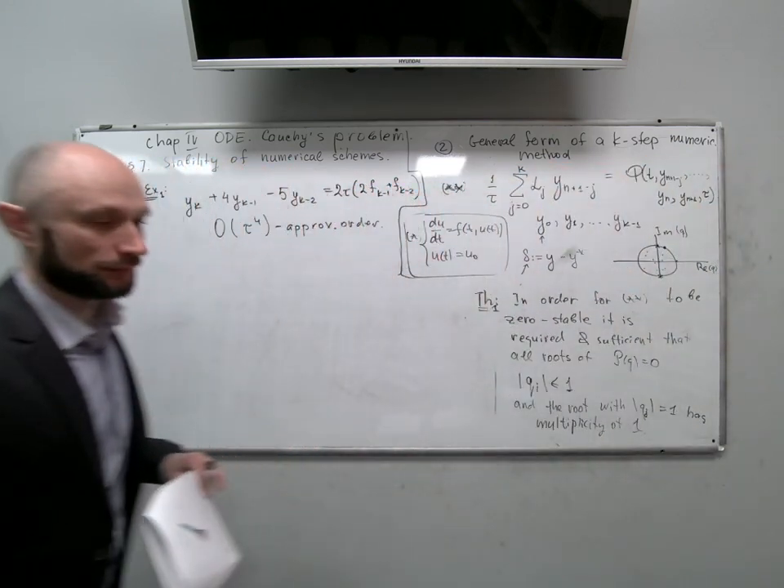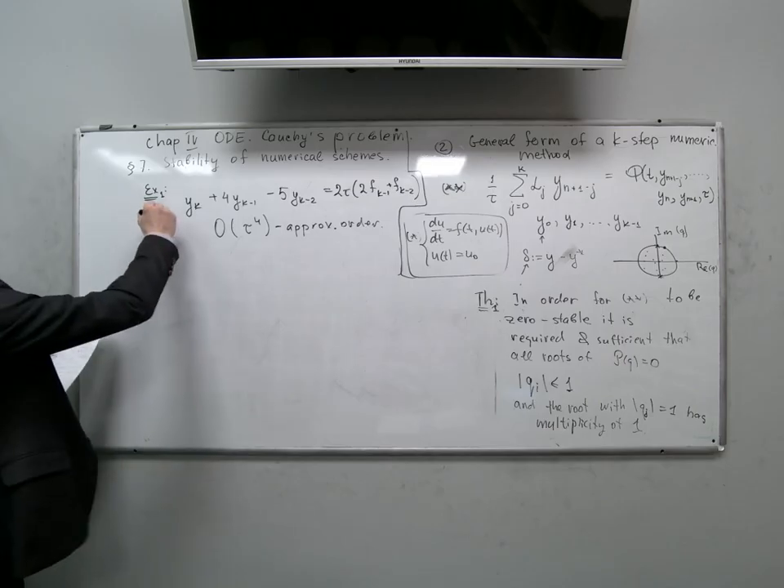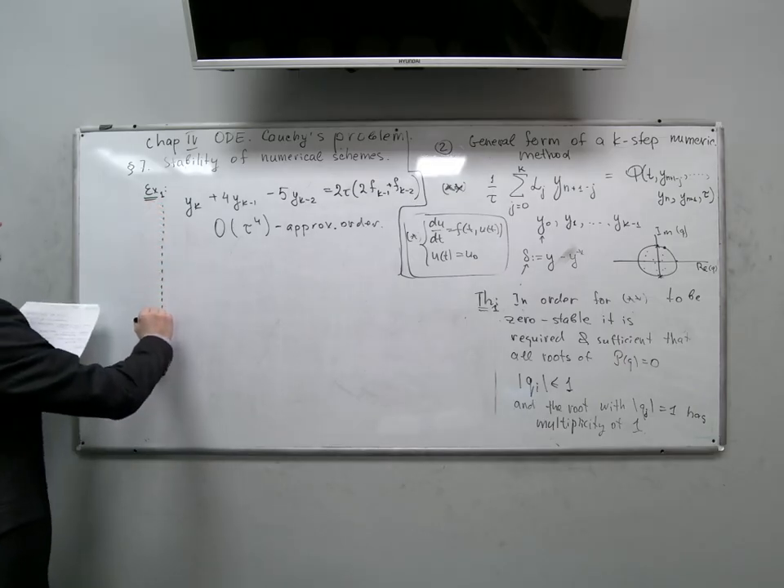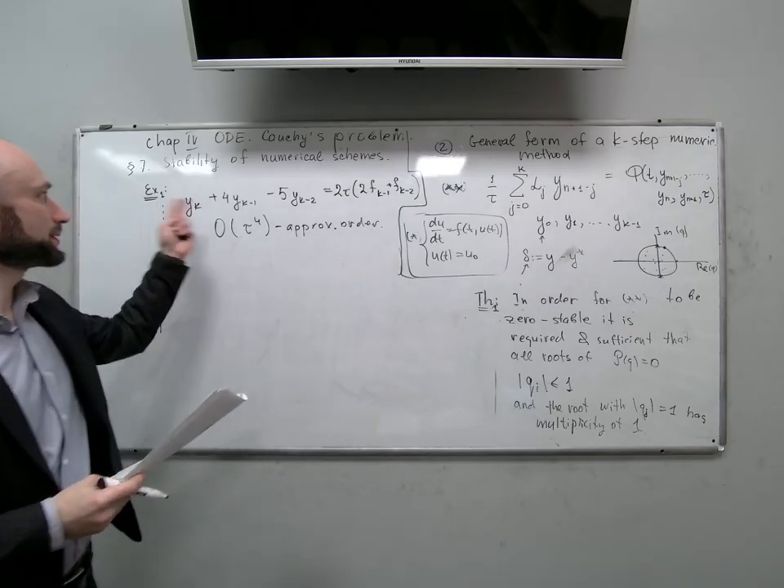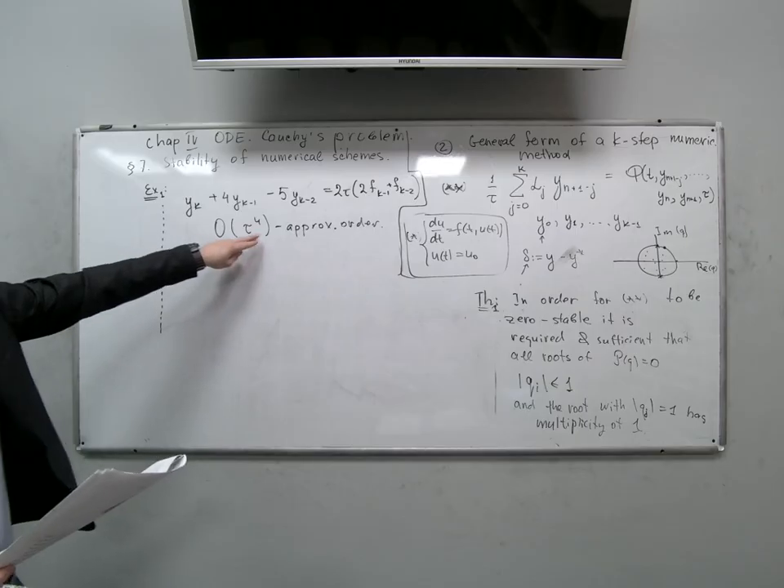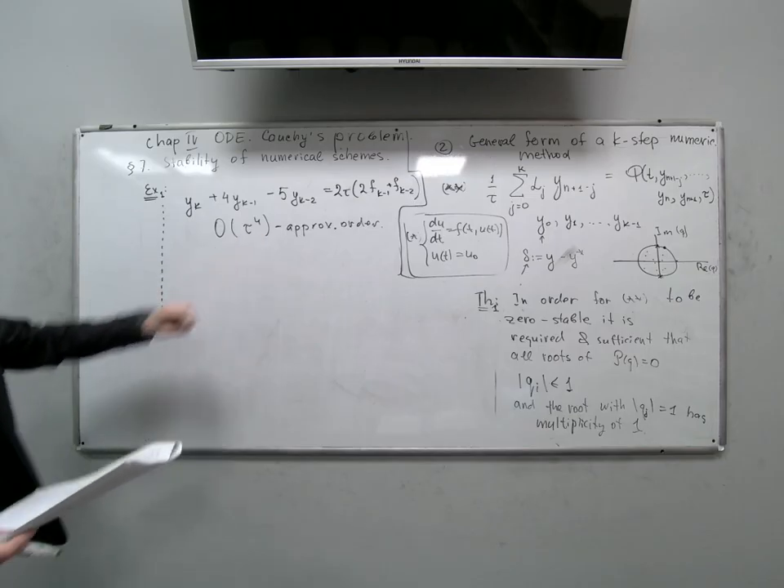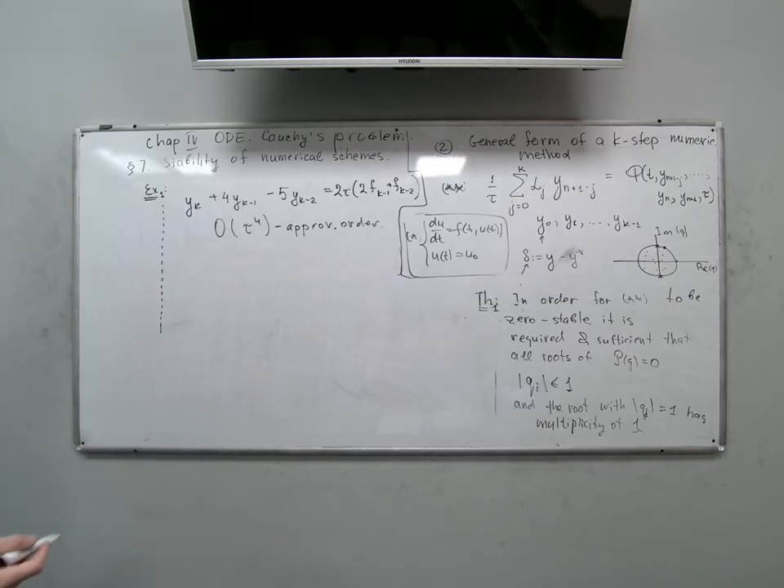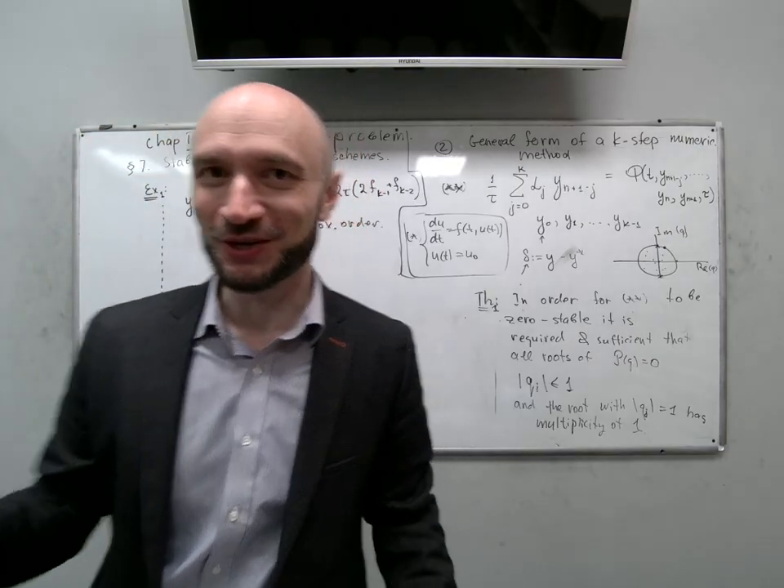So we consider one example to check whether a particular scheme is zero stable or not. This is a scheme which has fourth order of approximation and is expected to have fourth order of accuracy, but let's check what it looks like in terms of zero stability. Who wants to check on the board?